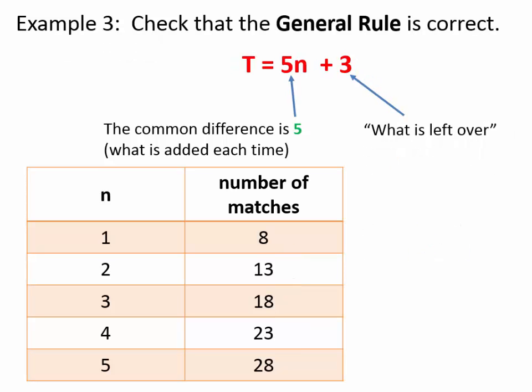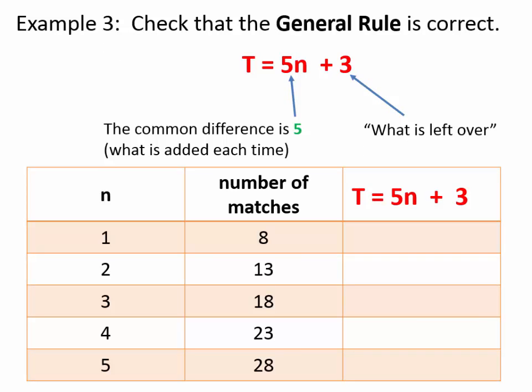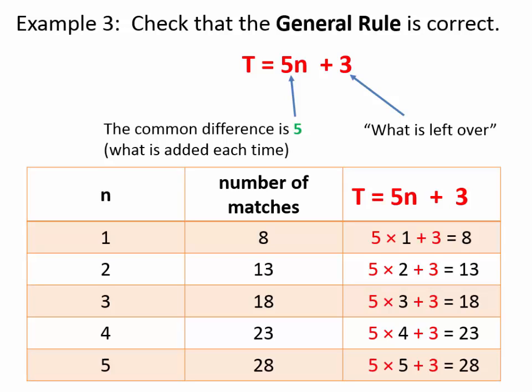So let's check if that's actually correct. Put the equation there and check if it's correct for each value of n. n equals 1, we're expecting the answer 8. 5 times 1 plus 3 is 8. For n equals 2, we're expecting 13. 5 times 2 is 10 plus 3 is 13. So the general rule is correct.